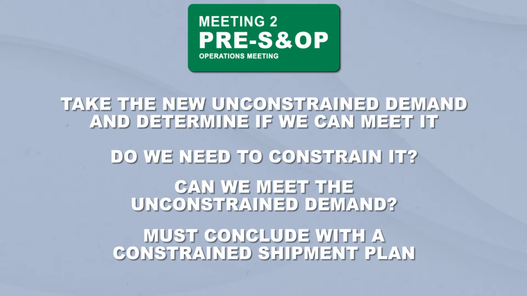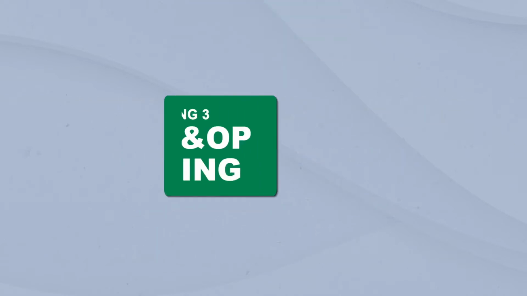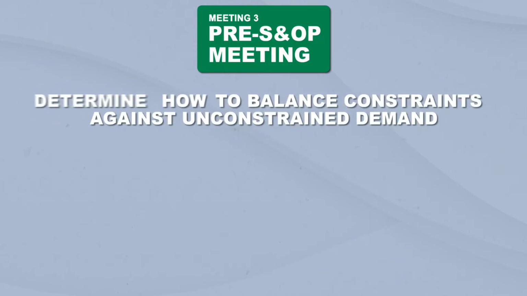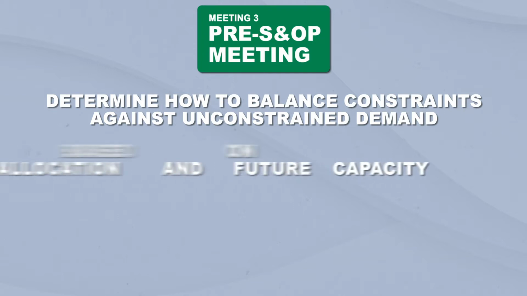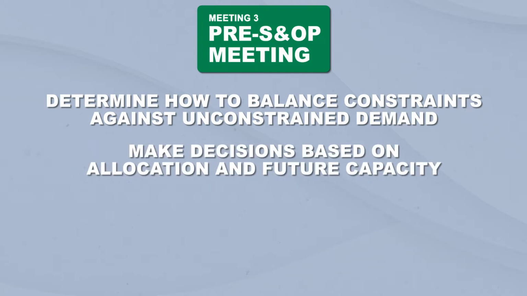And if we can, great, our job's much easier. Once we determine what that constrained shipment plan is, we're ready to move to the next step, which is the pre-S&OP meeting. This meeting clearly sits on the line between the external and internal view. In this meeting, this is where we're determining how we're going to balance our constraints against our unconstrained demand. This may involve decisions around allocation and future capacity.